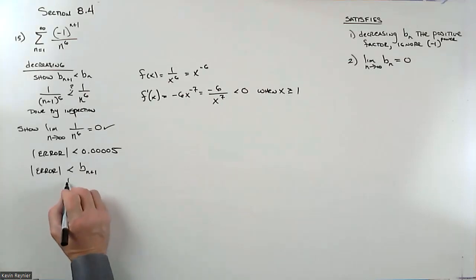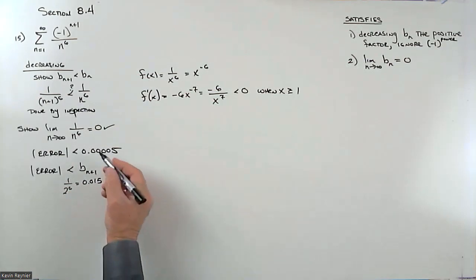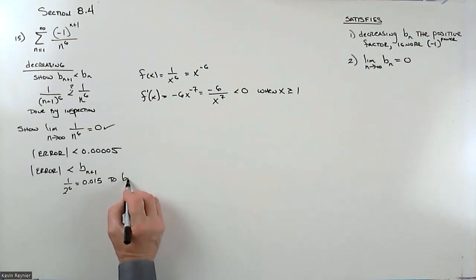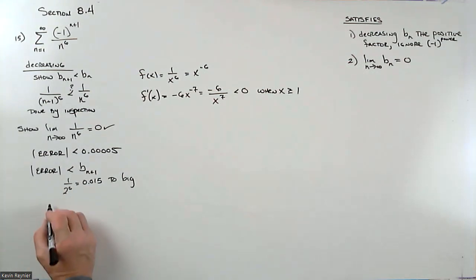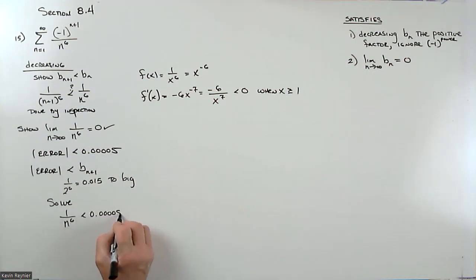And 1 over 2 to the 6th is 0.015, right? That's too big. And we could just keep plugging numbers in. Or we could solve, right? We could solve 1 over n to the 6th has to be less than 0.0005.